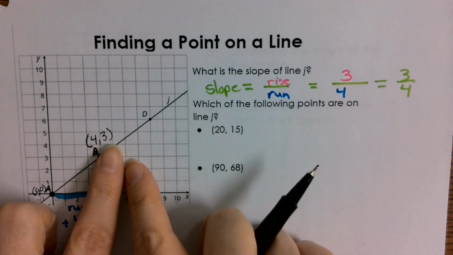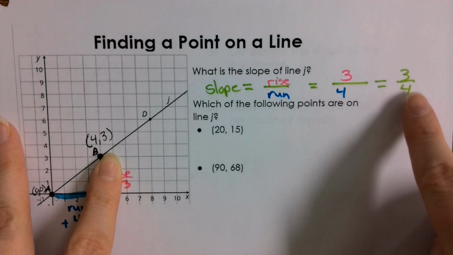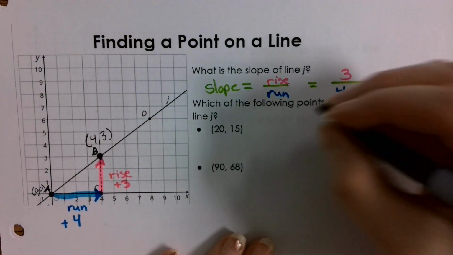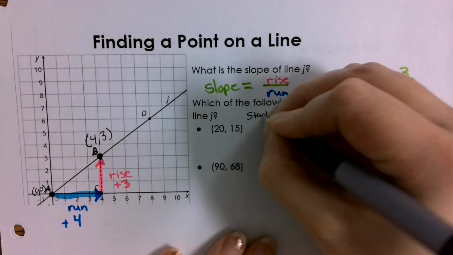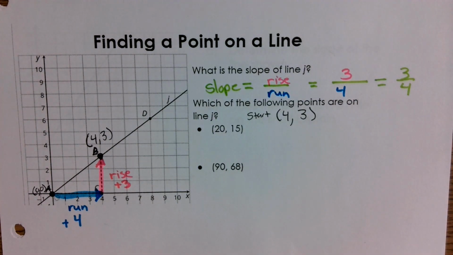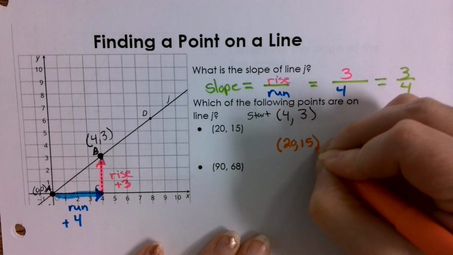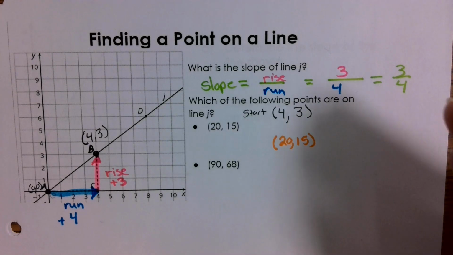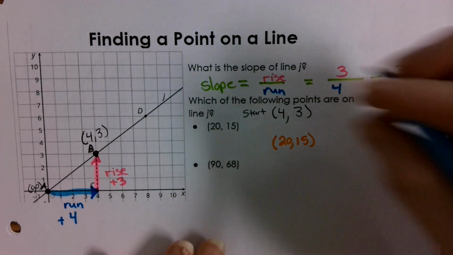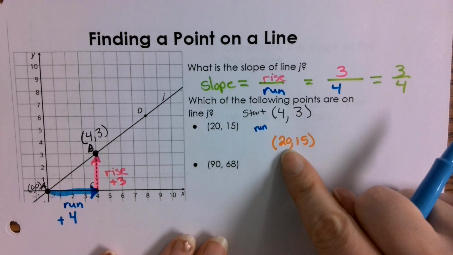So now I want to know, am I going to be able to create a similar or a scaled version of my slope to get from (4, 3) to (20, 15)? So let's start with (4, 3) first. We're going to start with (4, 3), and what we want to do is get to the point (20, 15). So I need to figure out what was the rise and run that took me from (4, 3) to (20, 15). Let's start with the run first. What run would take me from 4 to 20? Juju?